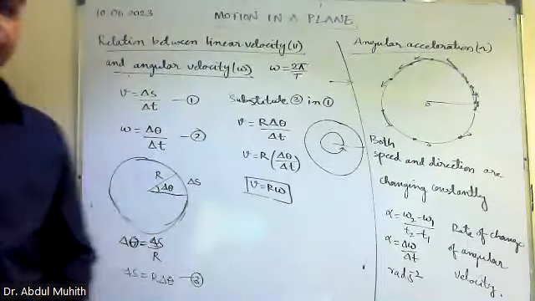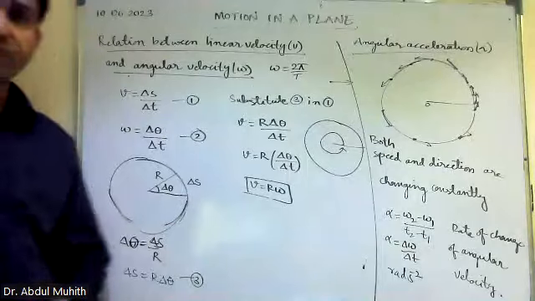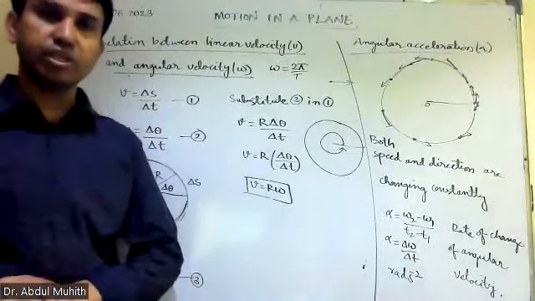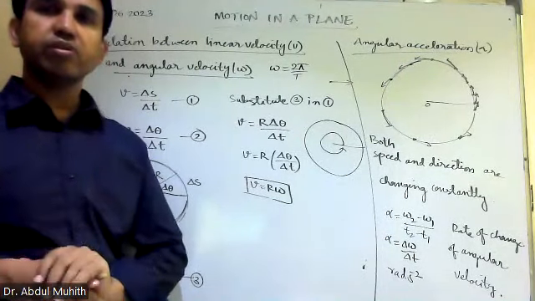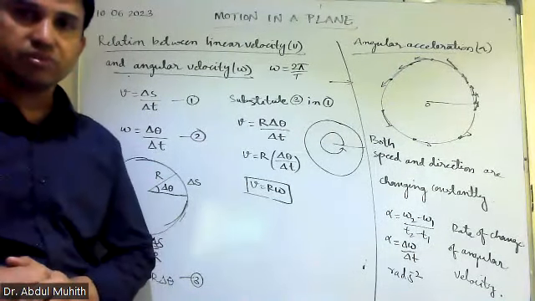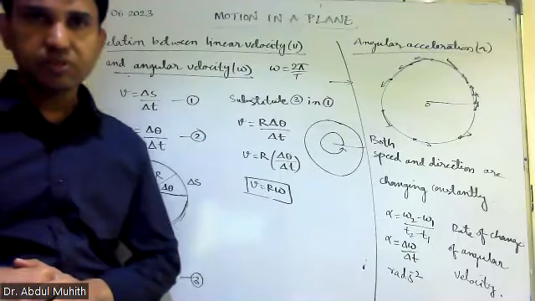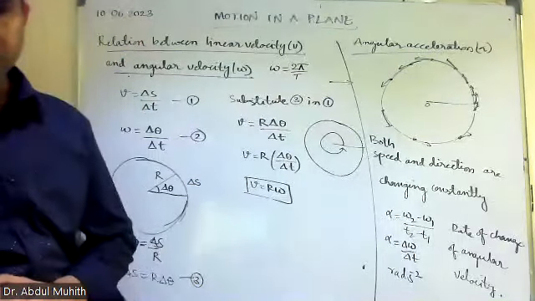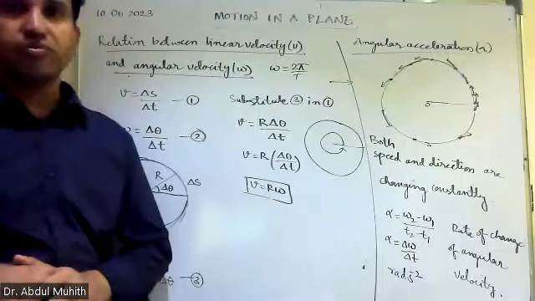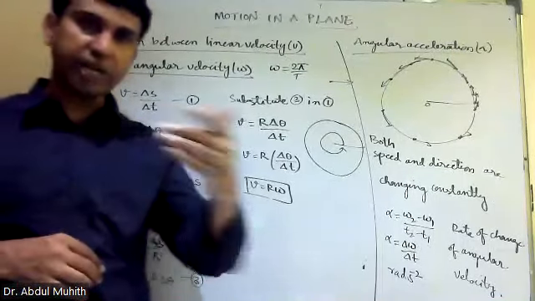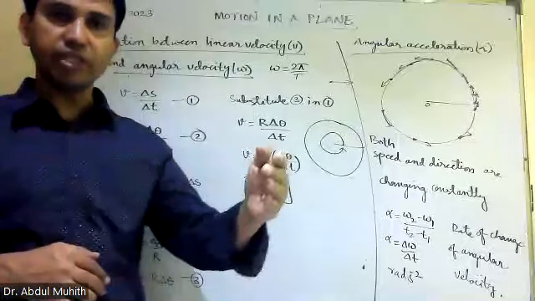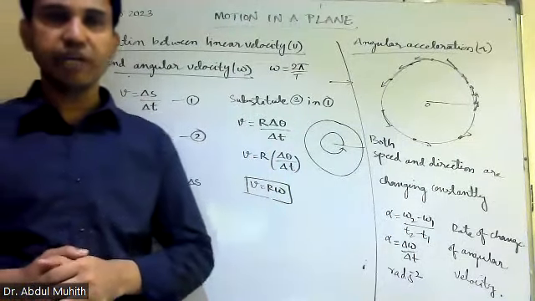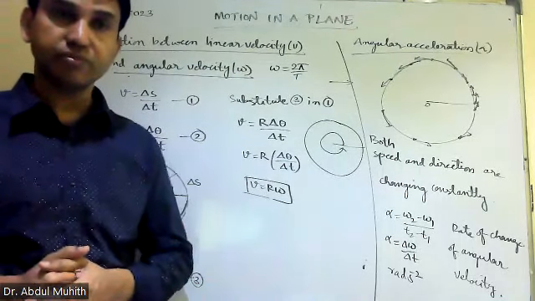Now, can anyone say the difference between linear acceleration, centripetal acceleration, and angular acceleration? In linear acceleration, speed will increase, but the direction will remain the same. Very good. Speed is increasing gradually in the same direction, right? That is linear acceleration. What about centripetal acceleration?